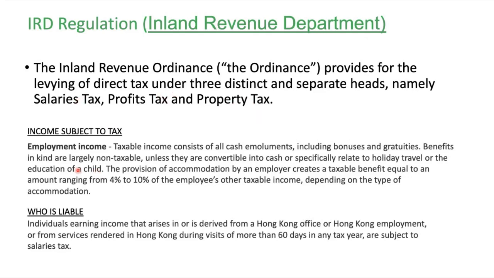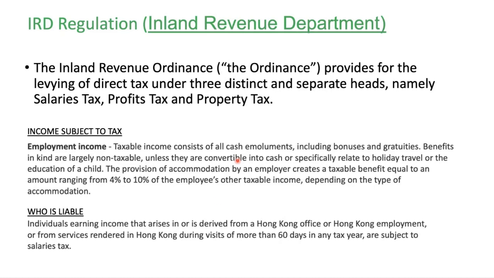But when we talk about the payroll, we only see what are the income which is subjected to the tax payment, right? So when we talk about that, it is always the employment income, and a taxable income consists of all cash, including the bonuses and gratuities. Benefit in kind are largely non-taxable unless they are converted into cash or specifically related to holiday travel or the education of a child, right? In that two scenarios, it will be considered as taxable.